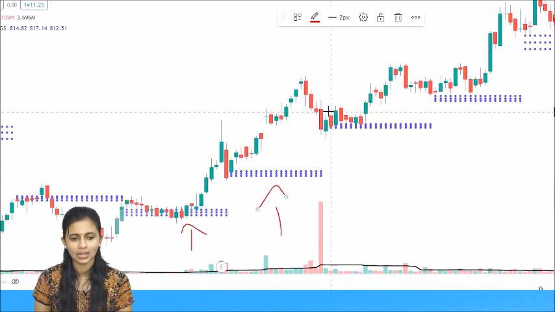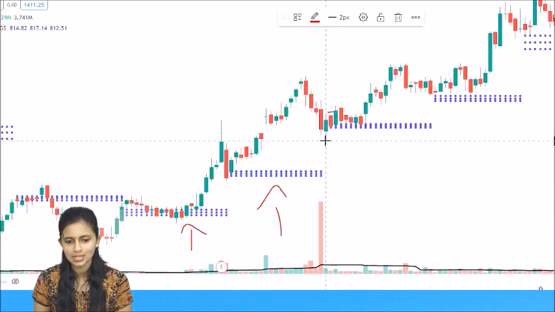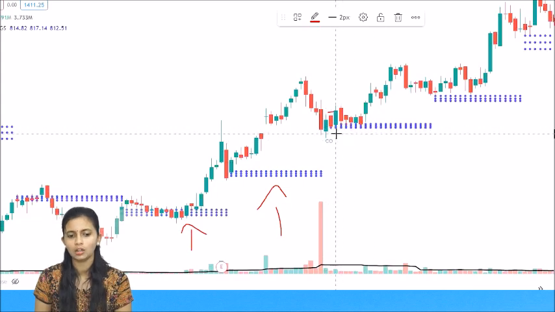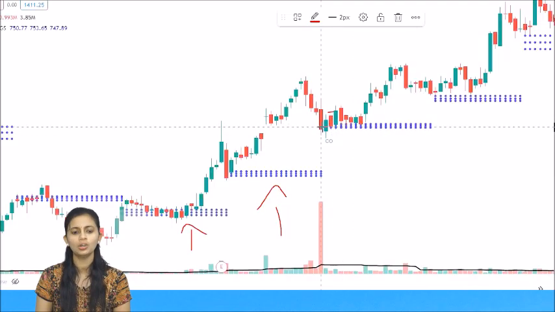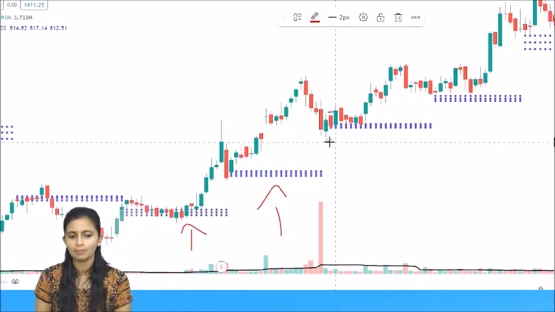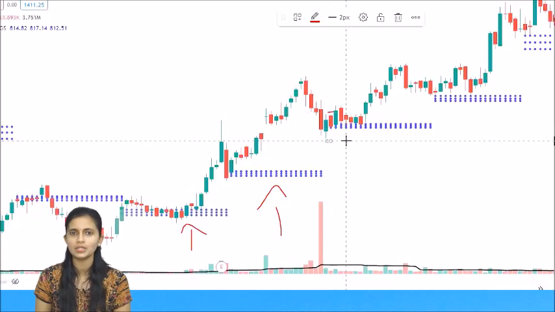So you can enter above this candle high, and the stop loss can be below this candle low, because if you keep the stop loss very near, that is below this CPR, then the chances of getting hit is more because you don't have much difference over here. The CPR is very narrow, so it is better to keep the stop loss below this previous candle low. So your entry will be above this candle and stop loss will be below the low of this candle.